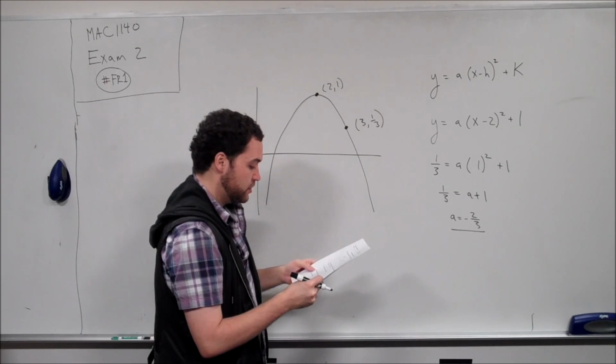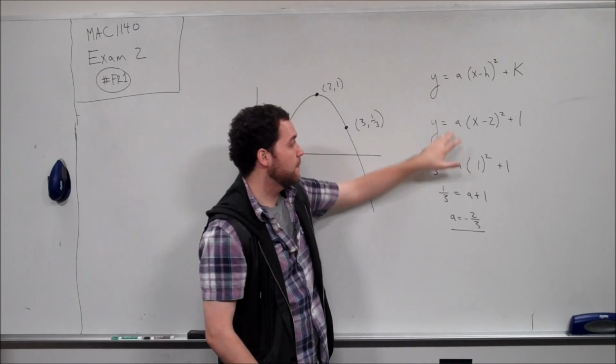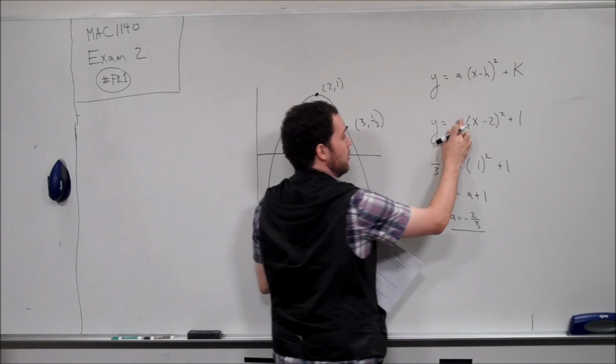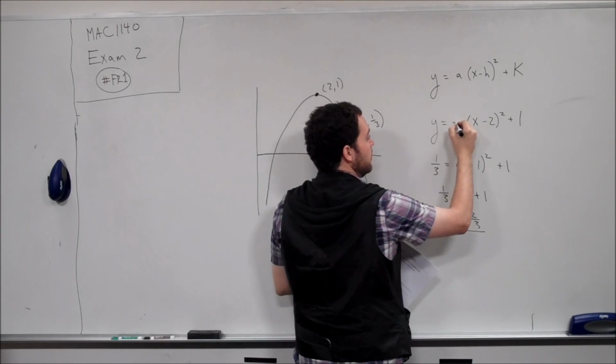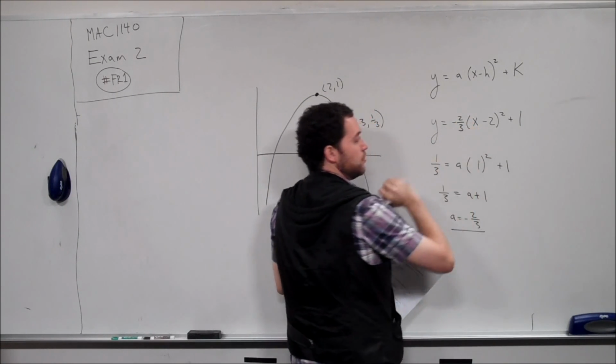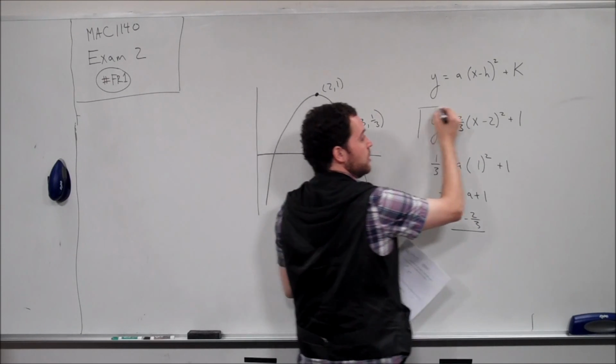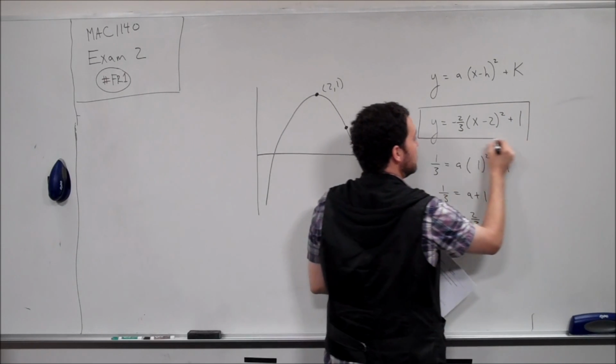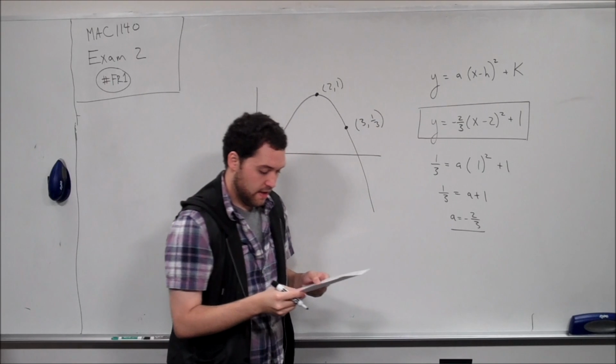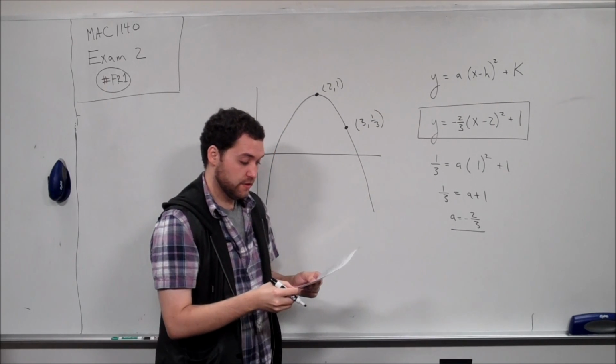Then they want you to simply replace the A with negative 2/3 up into this equation. So we'll put negative 2/3 there. So this is the equation of the parabola. And that is the answer to part 3 of this question.